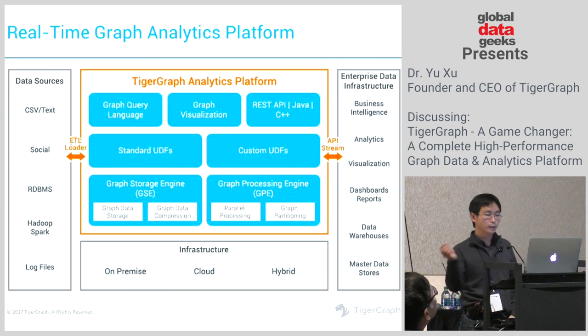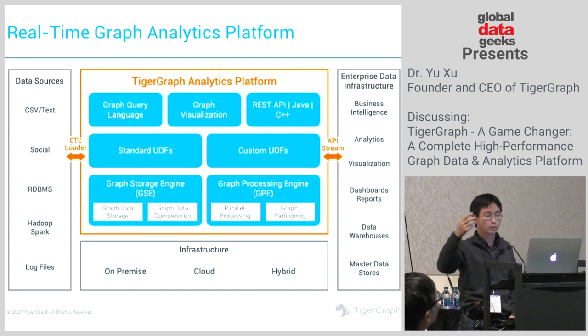Then in real time, you can stream your data to do real-time updates through a standard RESTful API based on JSON input format. But you can also, again, define your own loading job. For example, you have a really rich line coming in with maybe 100 columns. You can define a mapping between this one rich line and different vertices and edges in the graph.